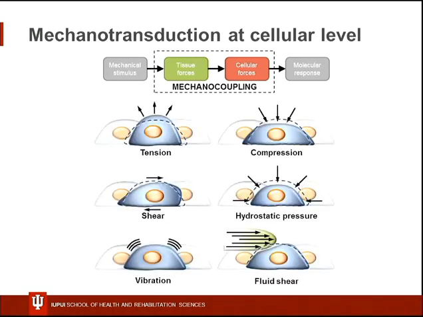And cells are able to respond to all sorts of different mechanical stimuli, and different cells respond to different stimuli. It could be tension, pulling on a cell, compression, shearing a cell, so gliding of different tissue layers, shearing on the cell, hydrostatic pressure, vibration, and fluid shear. These are just some of the examples of different stimuli that we know cells respond to. It might not be completely intuitive as to what cells are exposed to what stimuli.